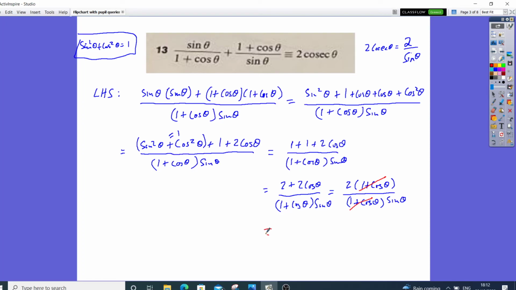And what I'm going to end up with is 2 over sine theta, which is what we wanted, and that is equal to 2 times 1 over sine theta, which we call cosec theta, and that is equal to the right hand side. QED as required. Okay.